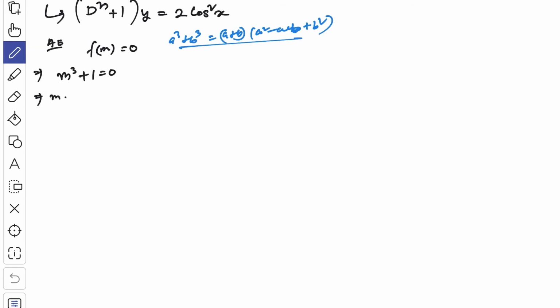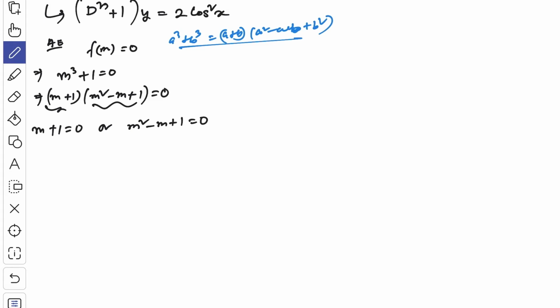So we will get m plus 1 into m square minus m plus 1 is equal to 0. So the product of these two equal to 0 means either any one of them is 0 or both of them are 0. So m plus 1 is equal to 0, or we will get m square minus m plus 1 is equal to 0.